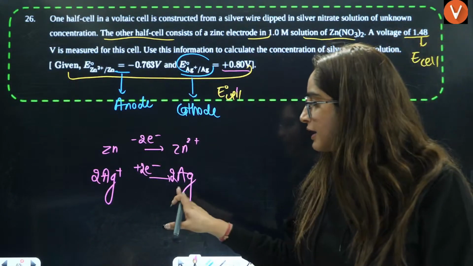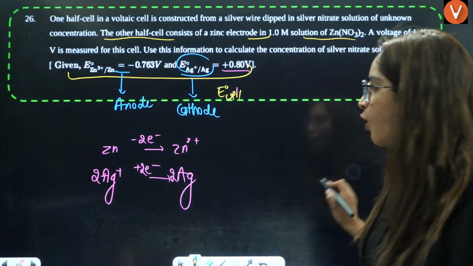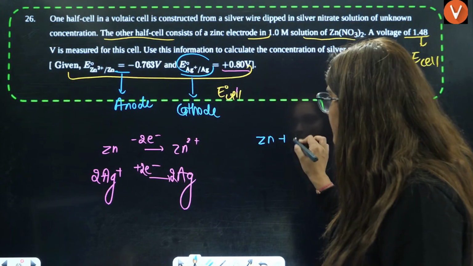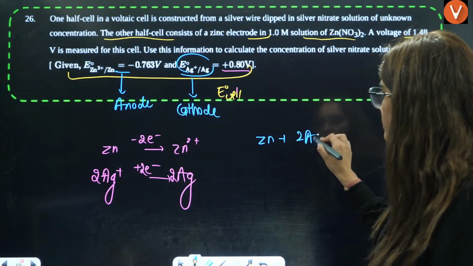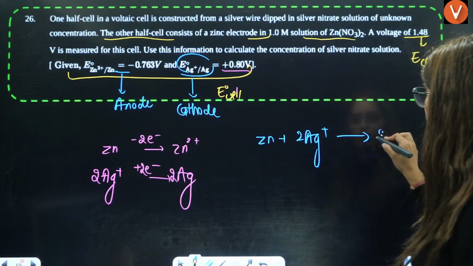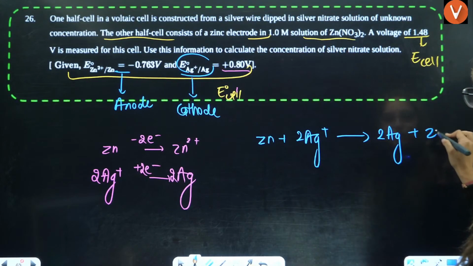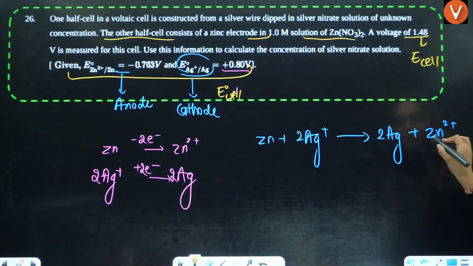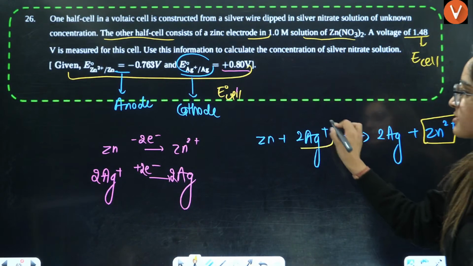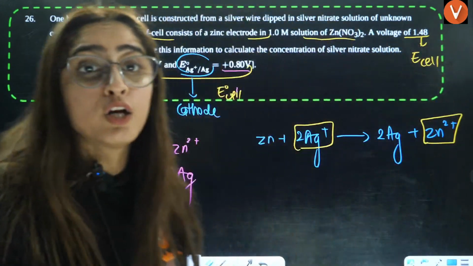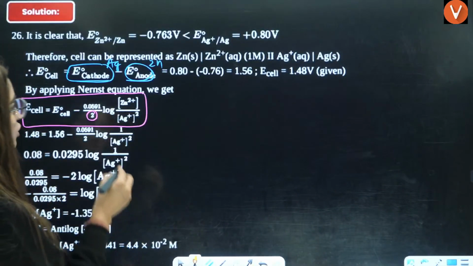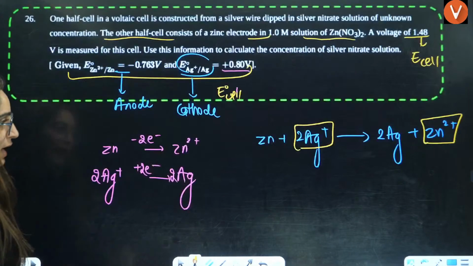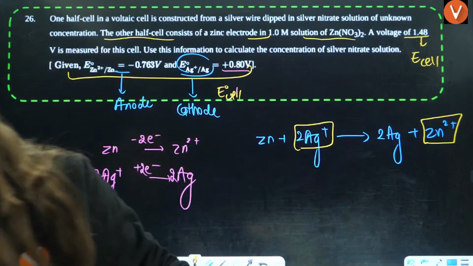Can you tell me why it is multiplied by 2? Because the number of electrons lost and gained should be the same. Now after adding, what you will get? Zn plus 2Ag positive gives rise to 2Ag plus Zn2 positive. Always it is oxidation by reduction, or products by reactants. This is product, this is reactant. So it will be log of Zn2 positive divided by Ag positive squared. Why square? Because here the stoichiometry is this.